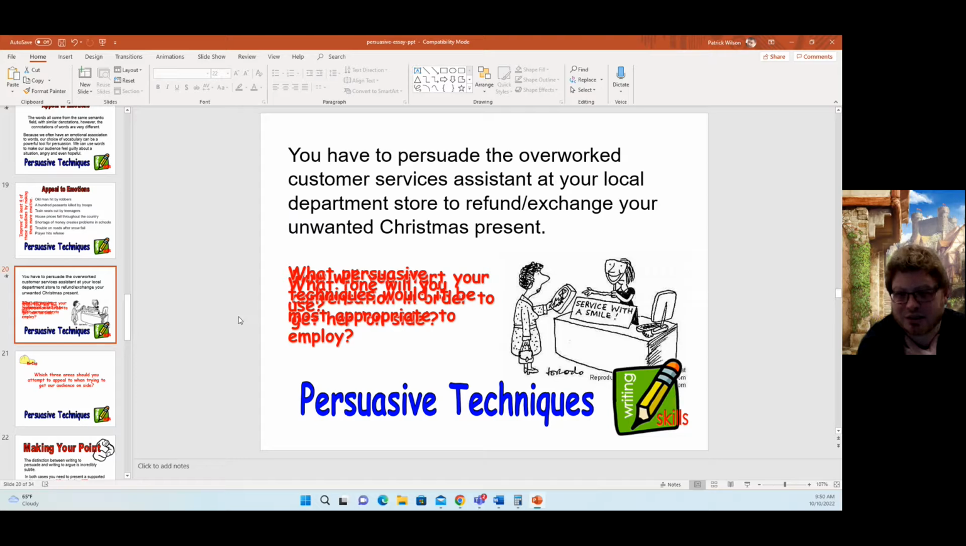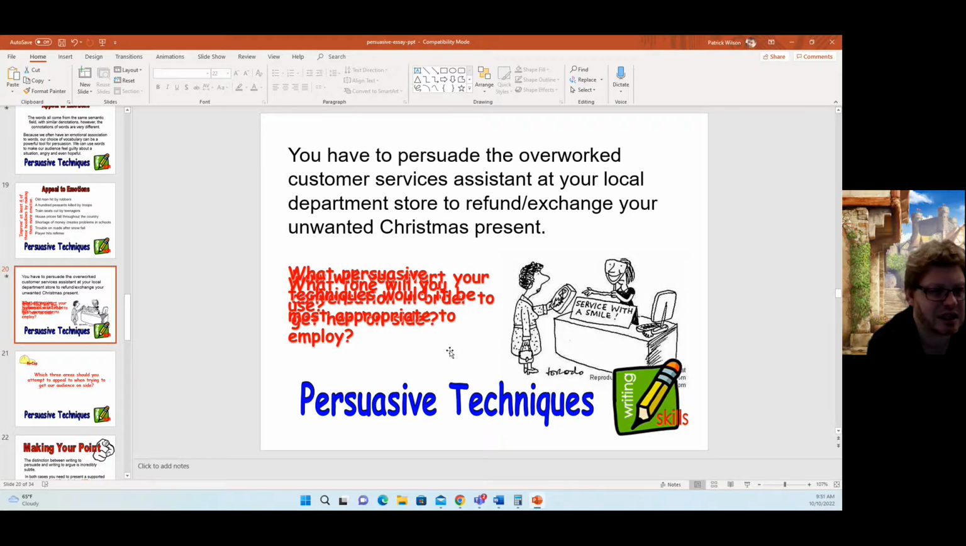It says you have to persuade the overworked customer service assistant at your local department store to refund or exchange your unwanted Christmas present. So again, let's say your local mall, of course, those are basically non-existent anymore. Brunswick still has one, but it seems like tumbleweeds just roll through it. But around Christmas time, you do have folks out there sometimes that you pay a fee and they will wrap your gift or whatever.